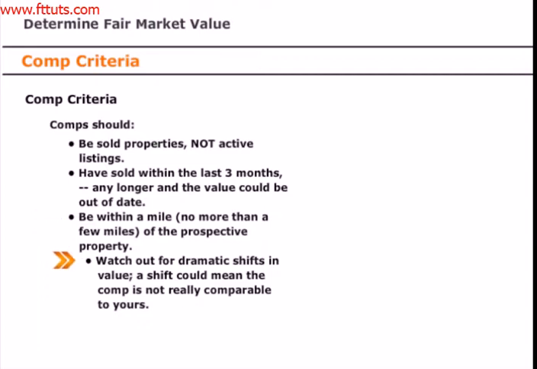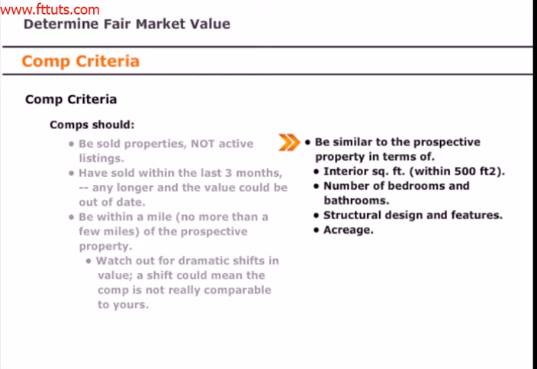If you see a big difference in the value of the comps, it may be that there are dramatic differences in the neighborhoods. For instance, there could be a beachfront property across the street or a slum on the other side of the railroad tracks. Finally, make sure the comps are similar to the prospective property in terms of the basic characteristics like square footage, number of bedrooms and bathrooms, structural design, and features, acreage, and age. Evaluate each comparable and see if they meet this criteria.